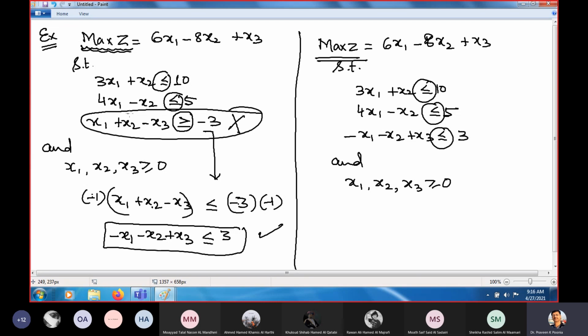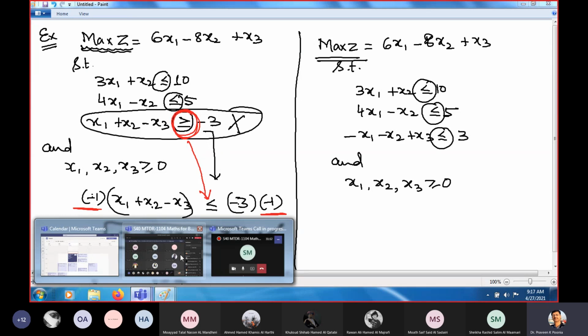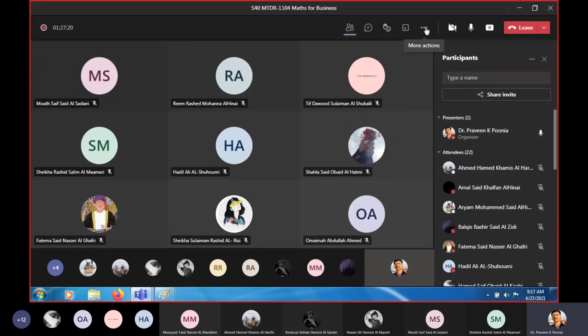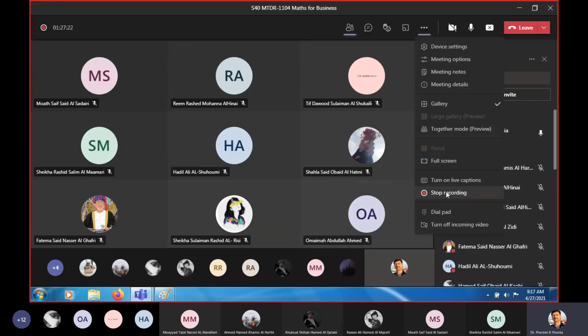What I need to explain is, if by chance you get any greater than symbol, like you are getting here, you need to multiply by negative both sides, and this greater than symbol will immediately change into a less than symbol. Clear? So this was the simplex method.